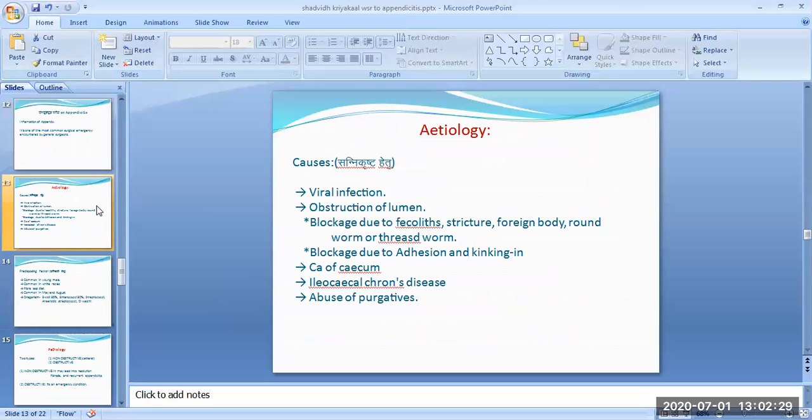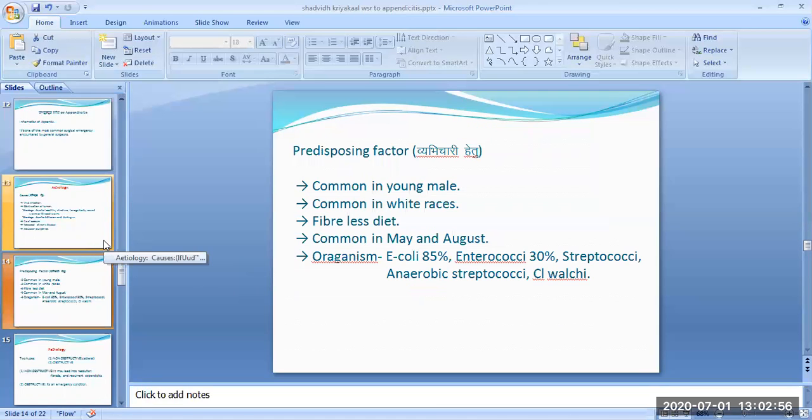Etiology: obstruction of the lumen, with blockage due to fecalith, stricture, foreign body, roundworm, threadworm, blockage due to adhesion and kinking. Dietary causes include abuse of purgatives. Predisposing factors: common in young males, common in white races, low-fibre diet. Organisms are E. coli, enterococci, streptococci, anaerobic streptococci.